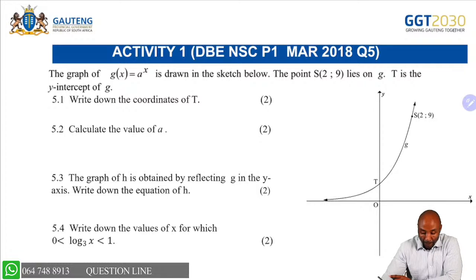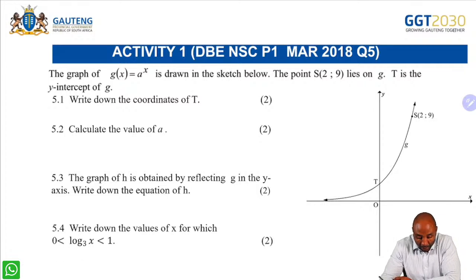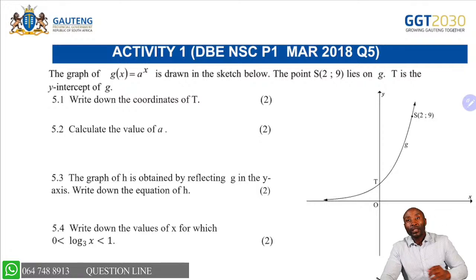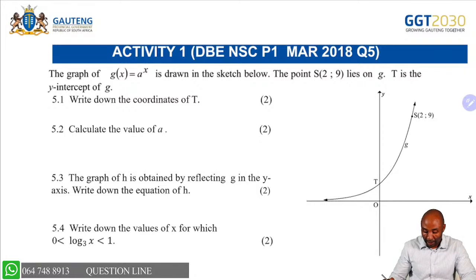Right, welcome back. Let us now look at the questions. We are given the graph of g of x is equal to a to the power x, which is drawn in the sketch on the side. The point S, with coordinates (2; 9), lies on g. T is the y-intercept of g. So the coordinates of T, how do we get our y-intercept?